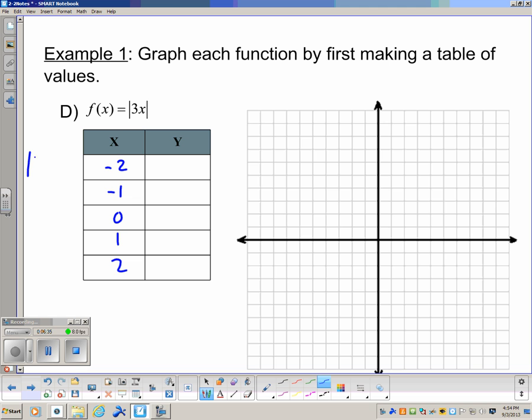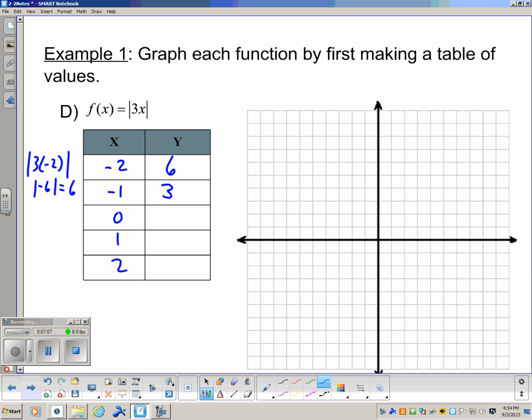So now you just got to remember those absolute value symbols. Remember, whatever is inside those come out to be positive. So 3 times -2 there is -6, and the absolute value of -6 there ends up being 6. So again, you do 3 times -1 gives us -3, and the absolute value of -3 is 3. And remember, absolute value means distance from 0 on a number line. So -3 is 3 from 0, and 3 is 3 from 0.